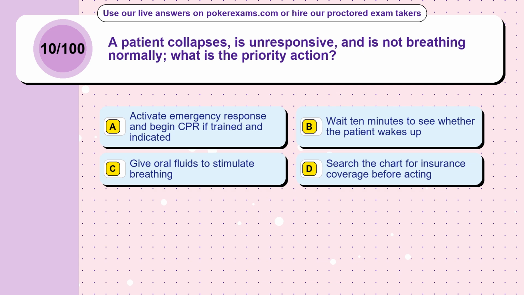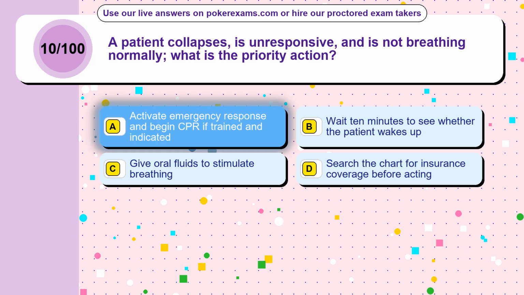Question 10. A patient collapses, is unresponsive, and is not breathing normally. What is the priority action? Option A. Activate emergency response and begin CPR if trained and indicated. Option B. Wait 10 minutes to see whether the patient wakes up. Option C. Give oral fluids to stimulate breathing. Option D. Search the chart for insurance coverage before acting.